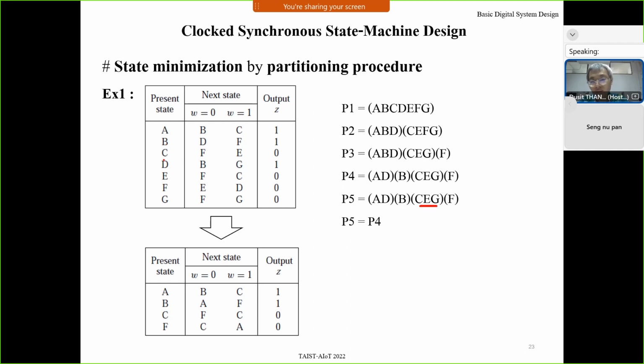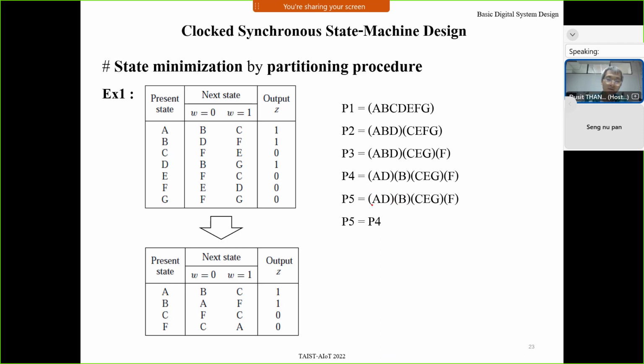CEG. CEG. Next state is F, F, F, okay? Same. C, E. ECG in the same group, right? And same output. That means it's possible to be equivalent, okay? Okay, so you can see that in this step, you get the same result. Okay, that means A is equivalent to D, and B, and C, E, G are equivalent together.